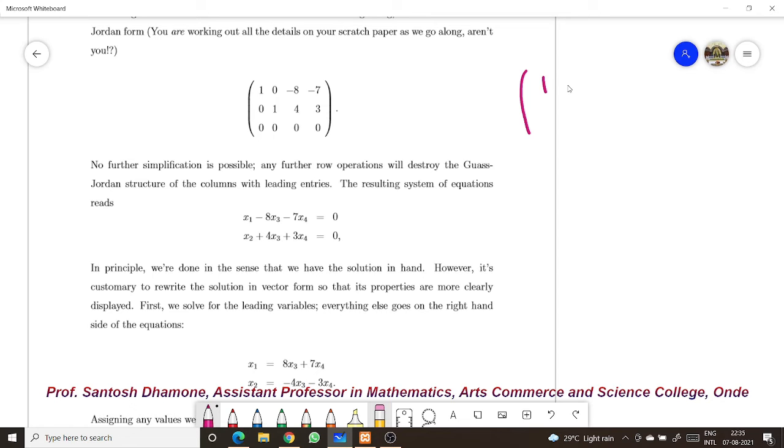Okay, we solve this system. The first equation is written as x1 is equal to 8x3 plus 7x4, and the second equation is written as x2 is equal to minus 4x3 minus 3x4.